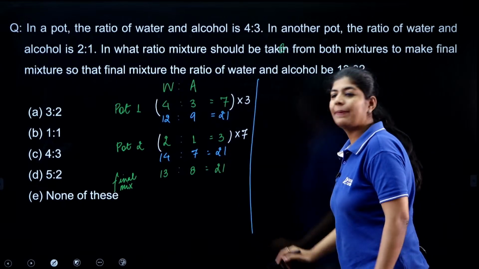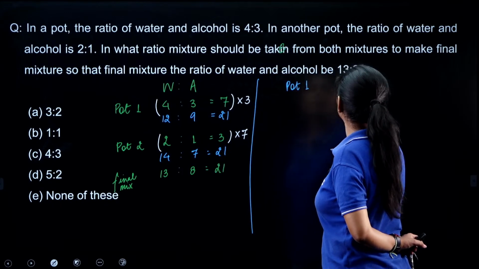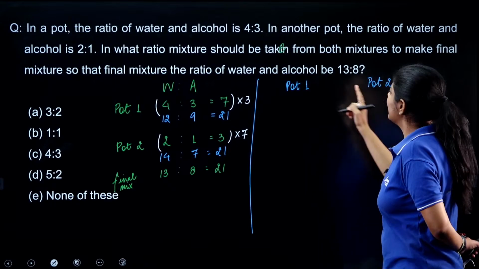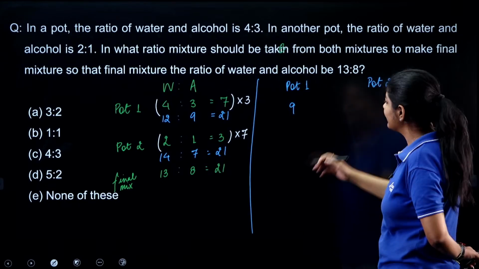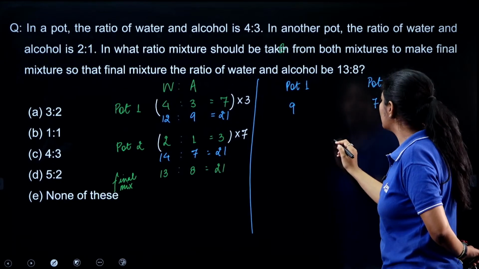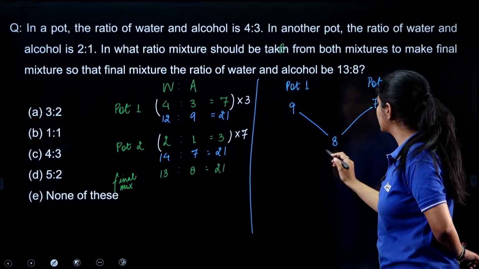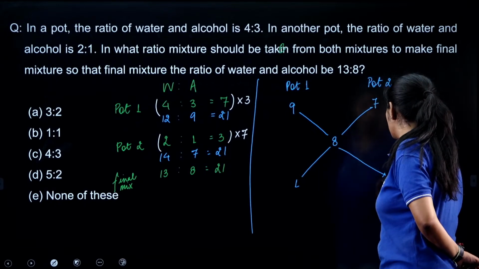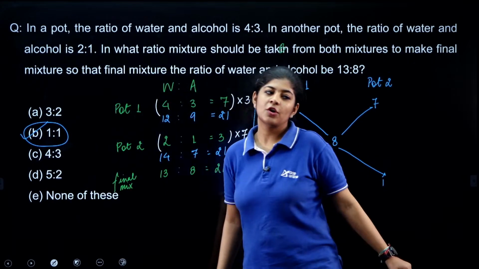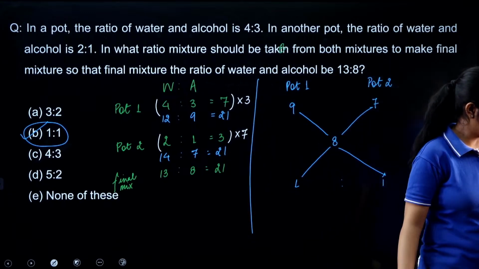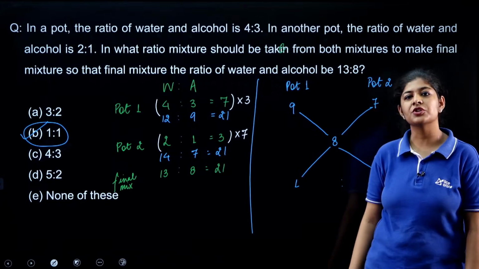So here we are going to compare the alcohol quantities. So initially here we are having pot 1 and here we are having pot 2. In pot 1 we are having 9 quantity of alcohol out of the total, and here we are having 7, and in total we are having 8. One value is greater and one value is lesser. So we can easily put the alligation, and here we are getting a ratio of 1:1. That means your option number B is the correct one. Again, it's a very simple one, right? Here the correct answer is 1:1.